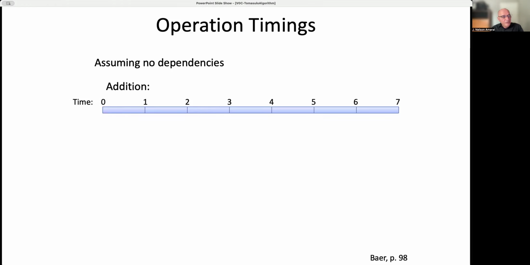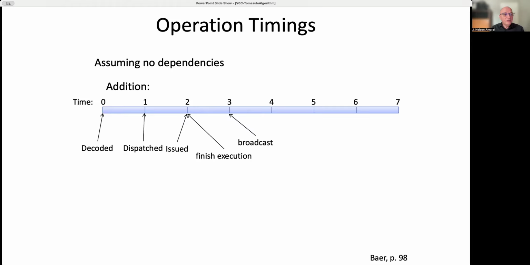So let's look at the timing for instructions. Here is just one possible scenario. We assume that for the execution of these instructions, there are no dependencies. So in this machine, when an addition is decoded at the beginning of time 0, it will be dispatched after one cycle, at cycle 1. It will be issued at cycle 2. And because it's an addition, it finishes executing at the time that it is issued. So it takes no time for execution, basically. And then the value can be broadcast at the end of the next cycle. So this will be the timing for an addition instruction.